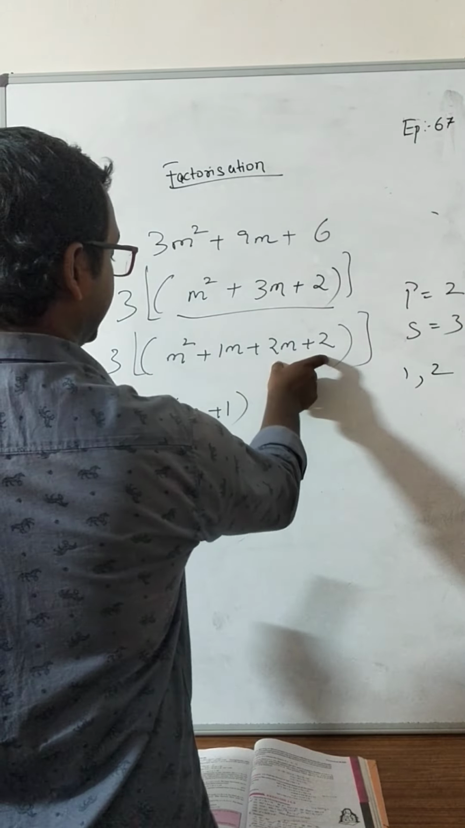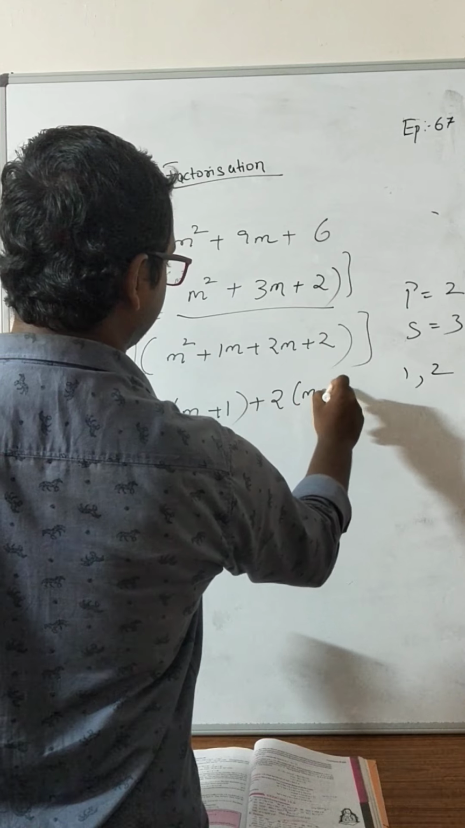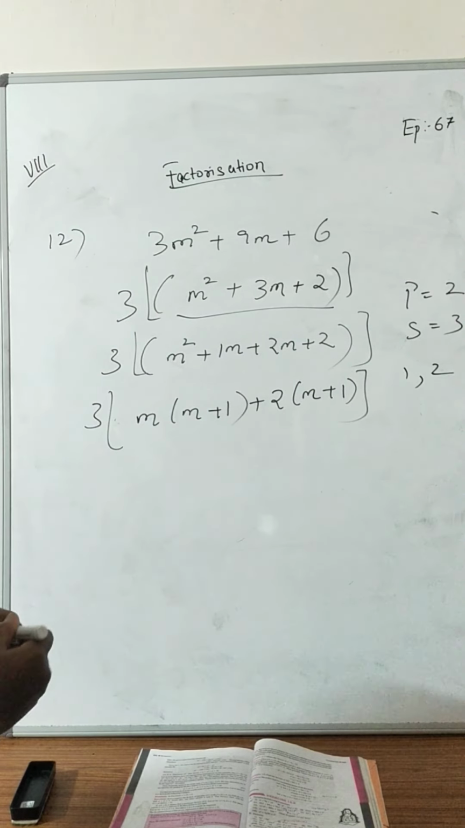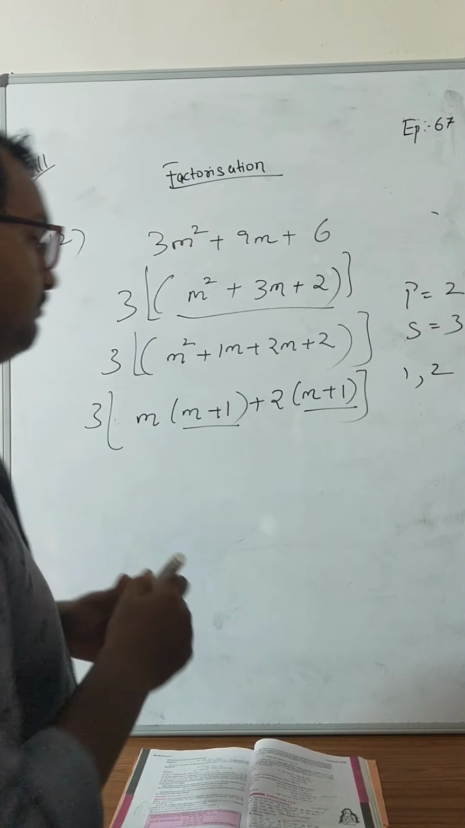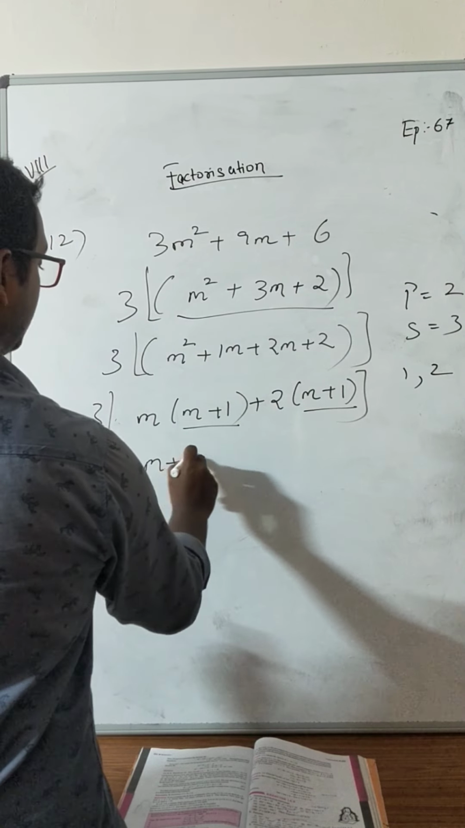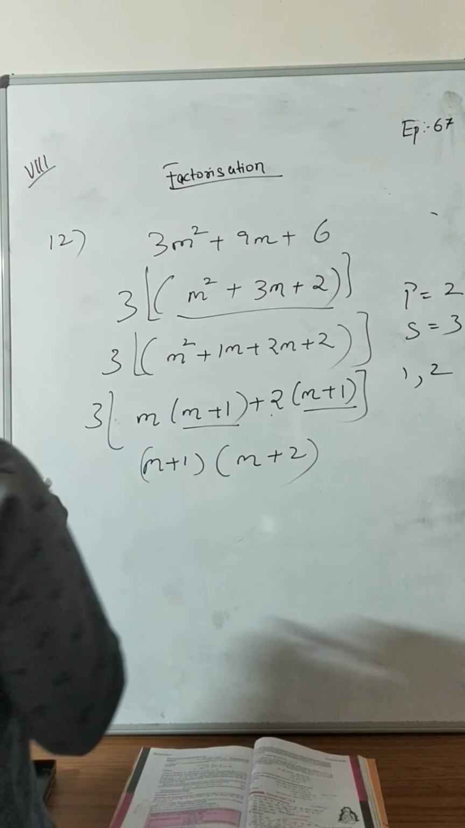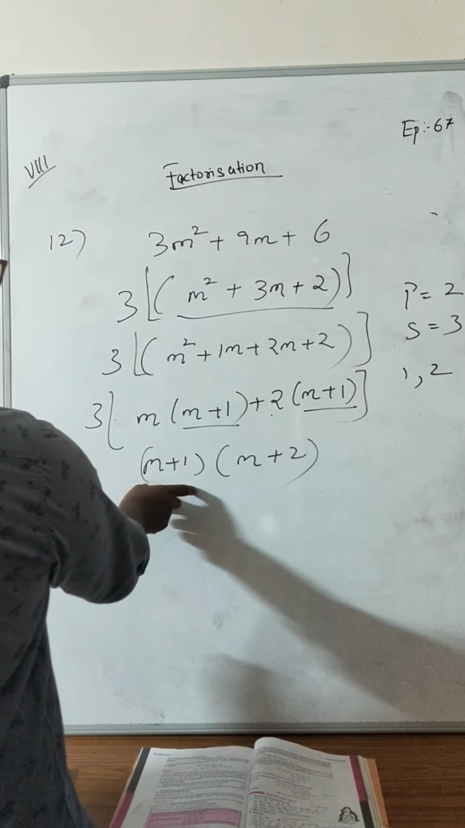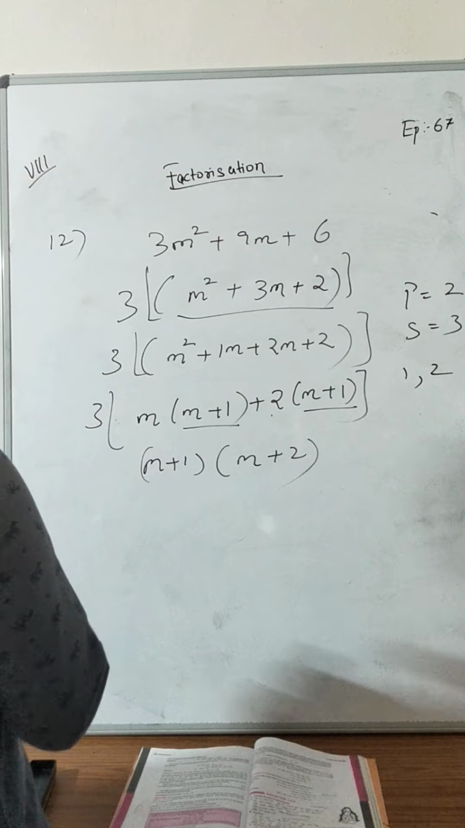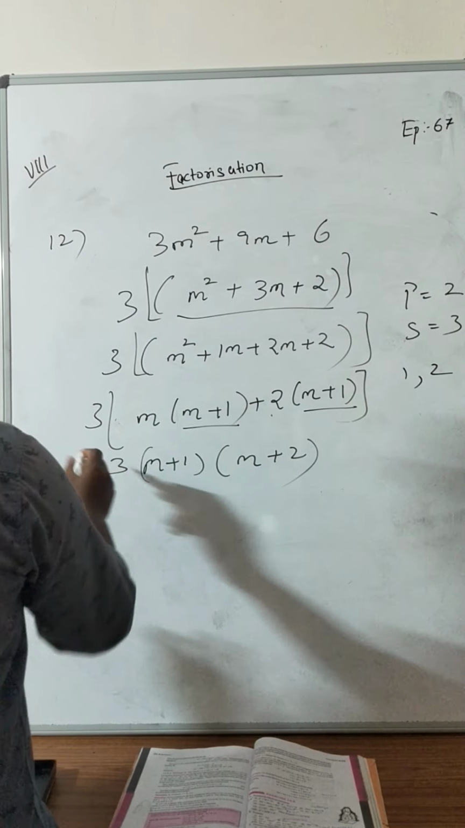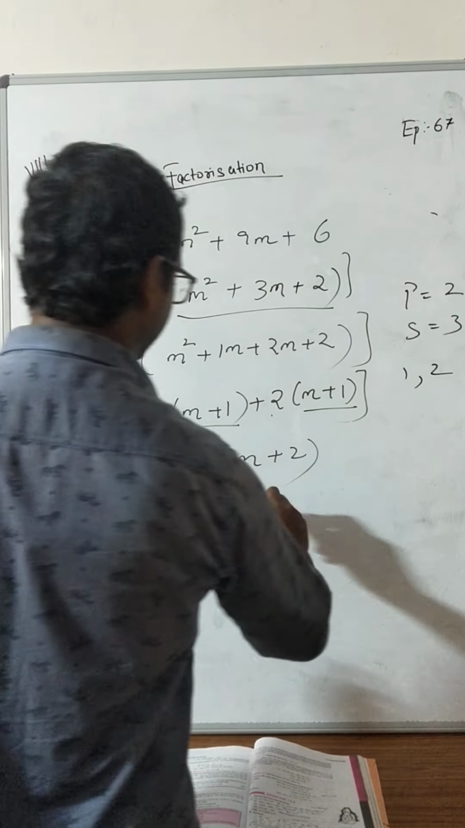Next, here I can only take 2 as common, since there are no variables. So I will take 2 as common, then I will have m plus 1. Now see, this is m plus 1, this is m plus 1, which means we have done it correctly. Now let us take m plus 1 as common from both expressions. I will have m here and 2 there. So the final answer is 3 into m plus 1 and m plus 2. This is our final answer.